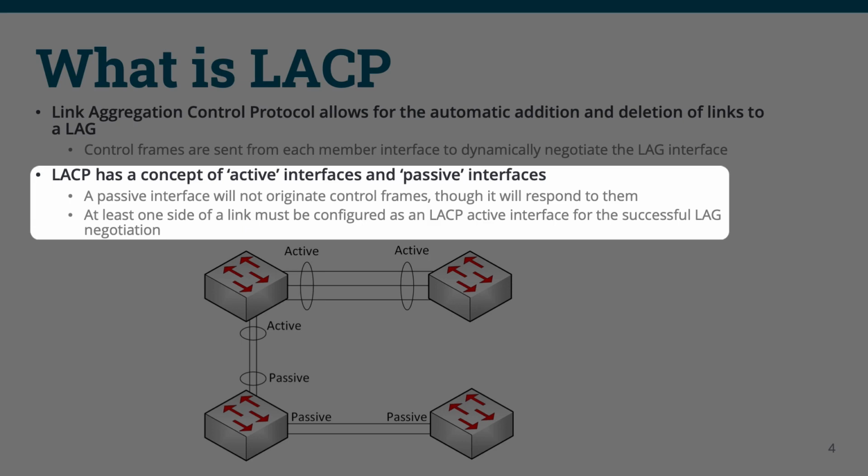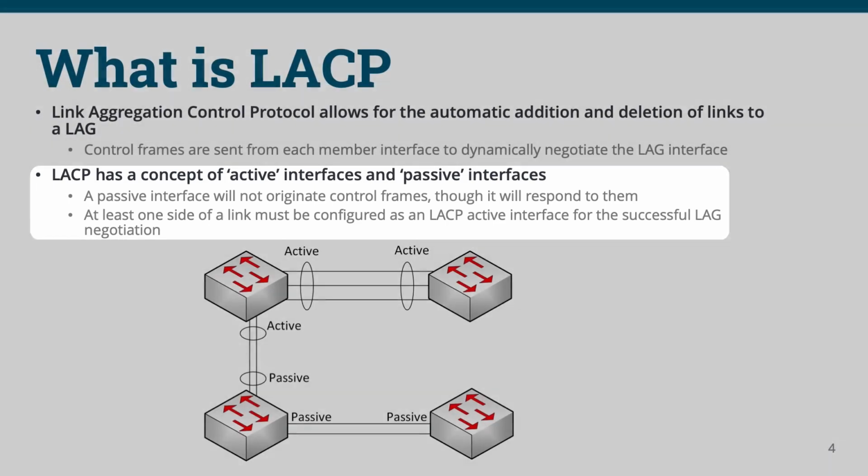LACP has a concept of active and passive mode. When in active mode, the device will originate LACP control frames. When in passive mode, it will only process and respond to control frames received. It will not originate any of its own. Because of this, if both sides of a LAG are configured as passive mode in LACP, then the LAG will not negotiate and will not come up. At least one side must be in active mode for the LAG to successfully be negotiated.